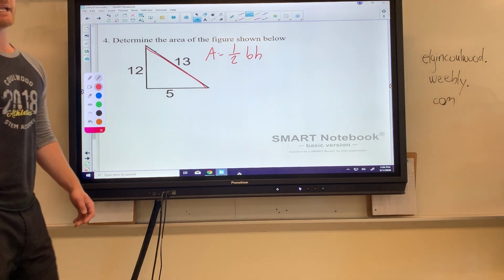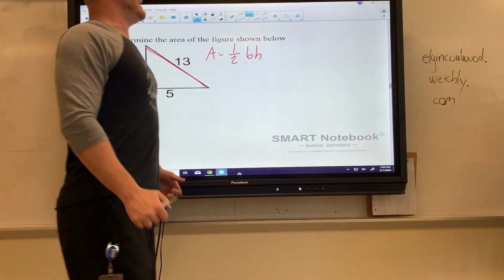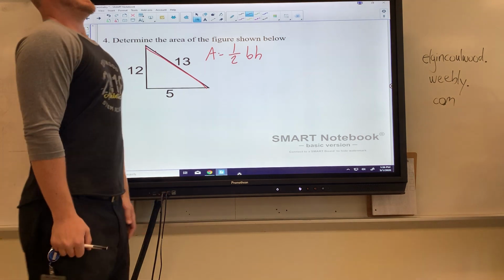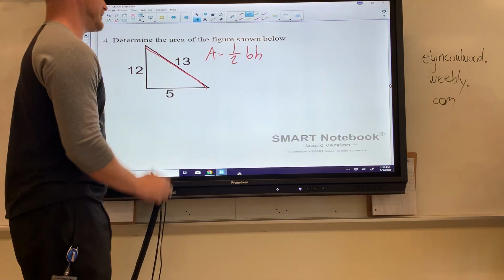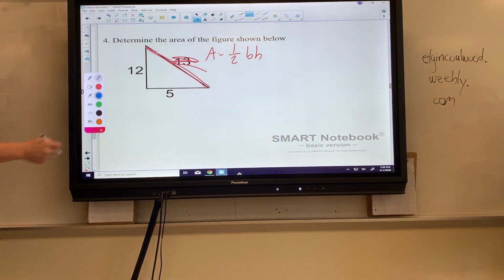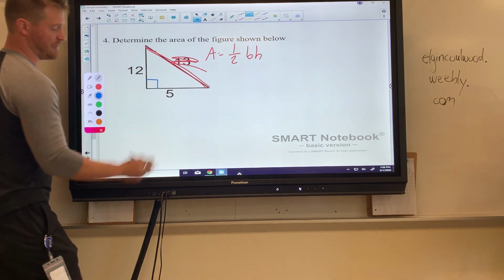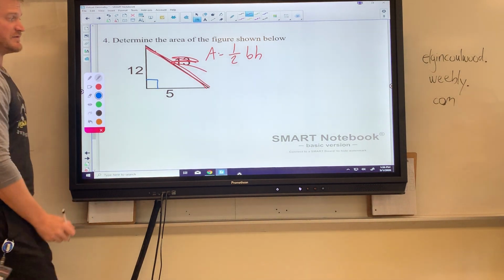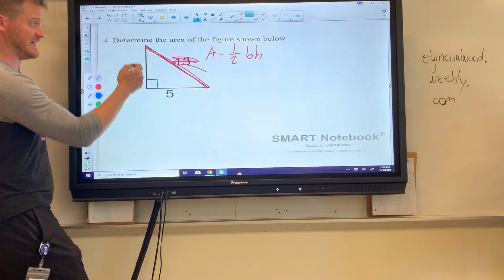Remember, base times height. When you go to the doctor, when they want to take your height, they tell you to stand straight up, right? They don't tell you to slant or slouch over. So we're not using this. So the 13 is irrelevant to this problem. We want to use the base and the height. The base and the height, remember, is always going to form a right angle. So the 5 and the 12 is forming that right angle. The base is 5, the height is 12.